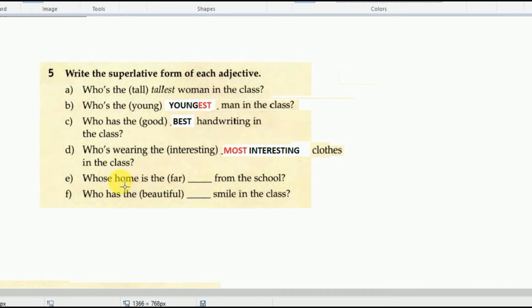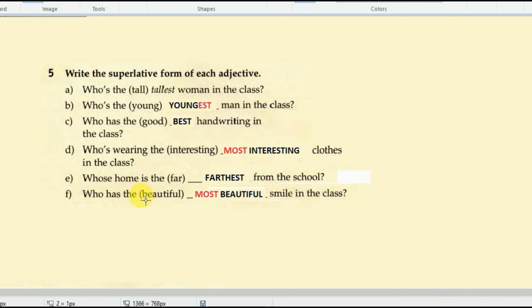Whose home is the far? So whose home is the farthest from school? And who has the beautiful? So beautiful is a long adjective. Who has the most beautiful smile in the class? Well, now let's go to exercise number 6.